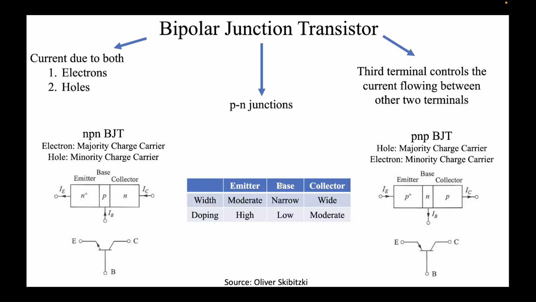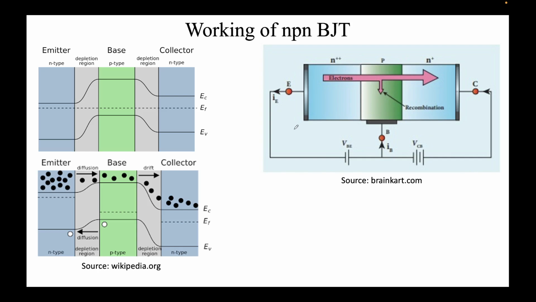And these are some device characteristics just for the BJT. The width and the doping should be in such a manner for optimal BJT performance. So this is the working of the BJT, which I've shown here on your top left. What you see is an unbiased BJT, so that's why you see the Fermi level is constant.